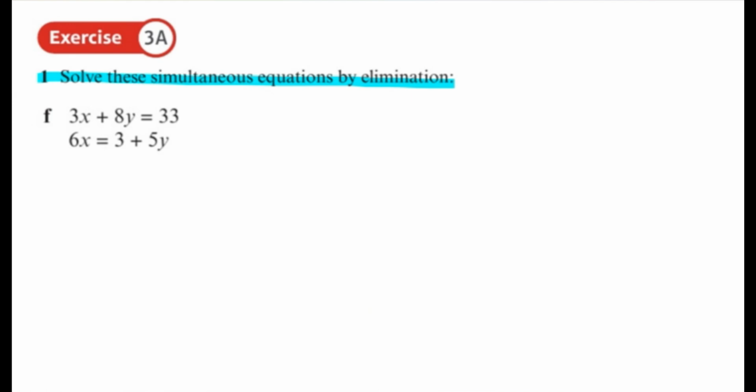Let's move to exercise 3A. Question 1: solve the simultaneous equations by elimination. Here they already tell us to use elimination, but the first thing is that this equation is not in the general form. General form means ax plus by is equal to c. The first equation is in that form but not the second one, so I will rearrange it.